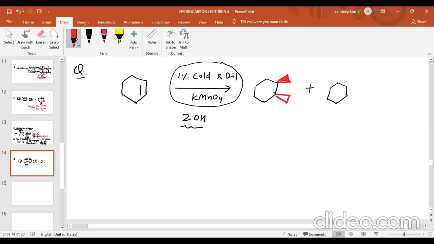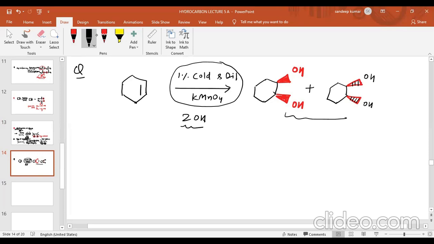It means above the plane, outside the plane. So these two OH groups can be like this. Also, these two OH groups can be on the dash position because both OH groups are coming from the same side of the plane. So both can be on wedge bond and both can be on dash bond. So basically this is the product obtained.